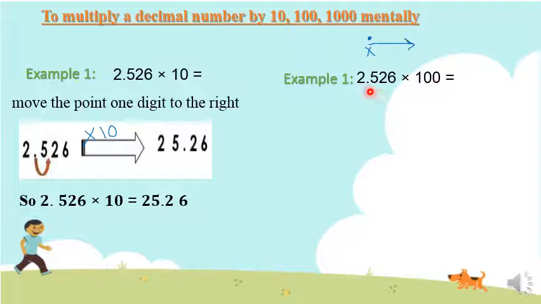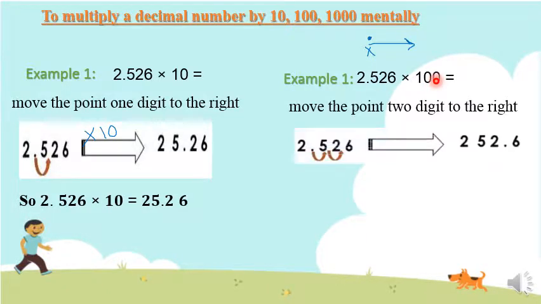We are going also to move the decimal point to the right, but in this case we are going to move the decimal point 2 digits to the right. Why? Because we have 2 zeros. So moving the decimal point 2 digits to the right, here is our decimal number, multiplying it by 100, move the decimal point 1, 2. So our final answer will be 252.6 after we multiply it by 100.